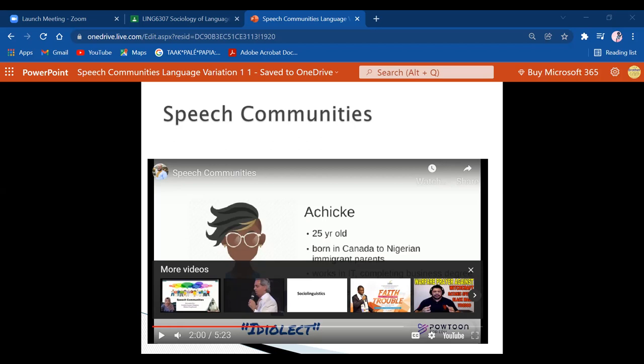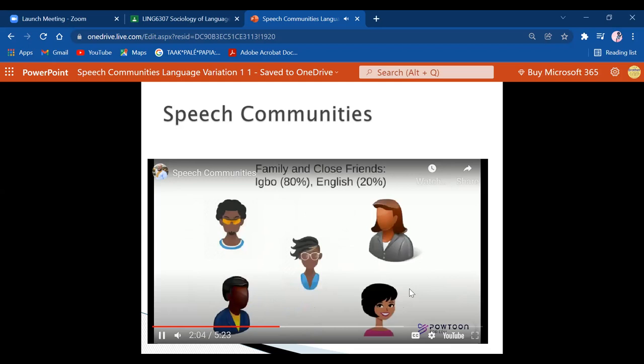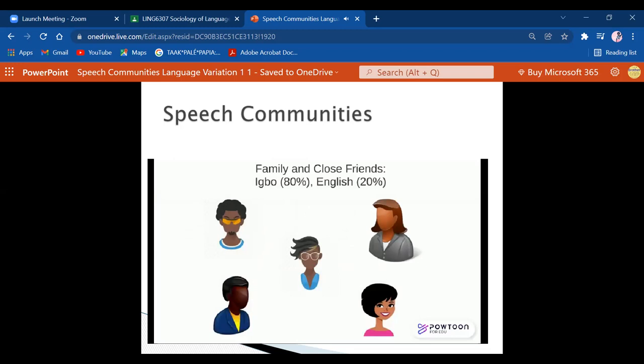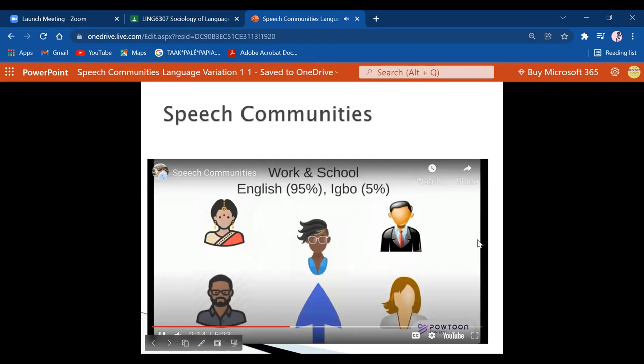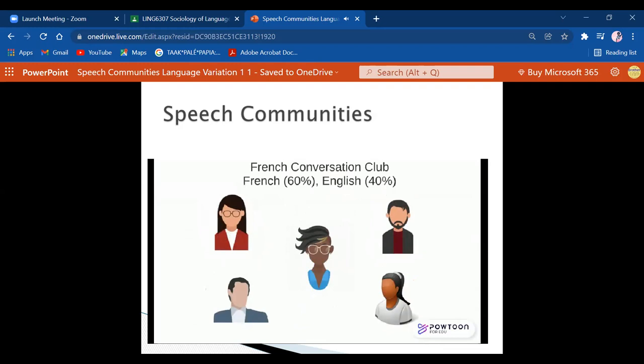Groups of persons. With family and close friends, her language use is split 80-20 between Igbo and English. At work, the reverse is true. Her language use is split 95-5% between English and Igbo. And in her French conversation club, the split is 60-40 between French and English, respectively.